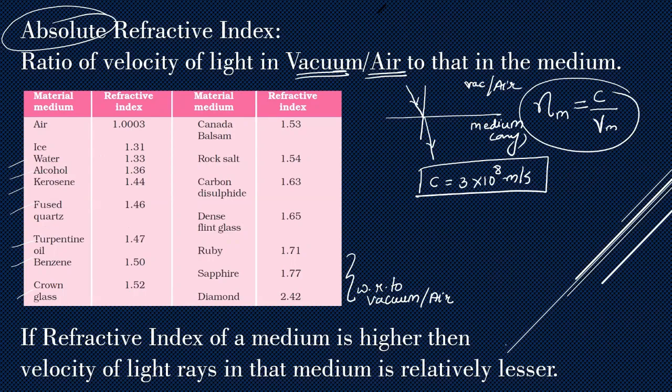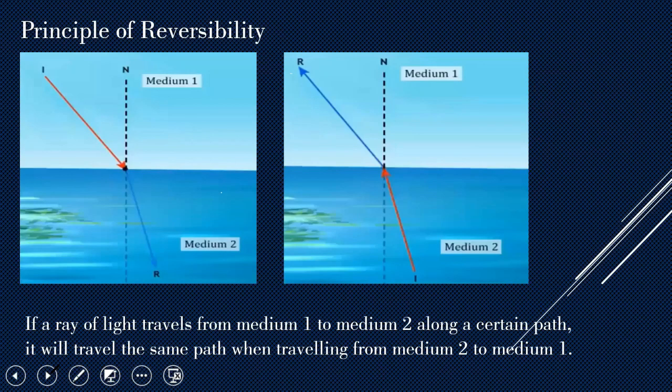Now, based on this, there's one more thing to it: the principle of reversibility. What do you mean by the principle of reversibility? See these two things. This is the air medium, this is the water medium. The ray of light is passing from the air medium to the water medium. It is getting bent towards the normal. In the second case, the pair of media are the same, but now the ray of light is passing from the water medium to the air medium. So if the ray of light travels from medium 1 to medium 2 along a certain path, it has to follow the same path when traveling from medium 2 to medium 1, right?